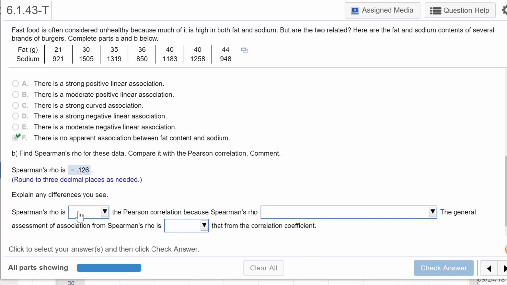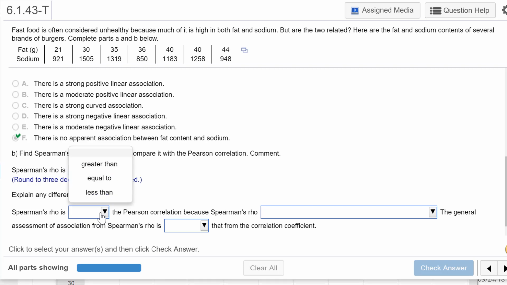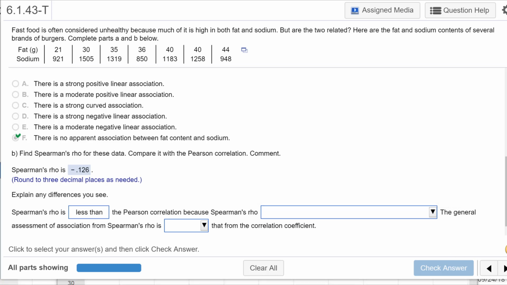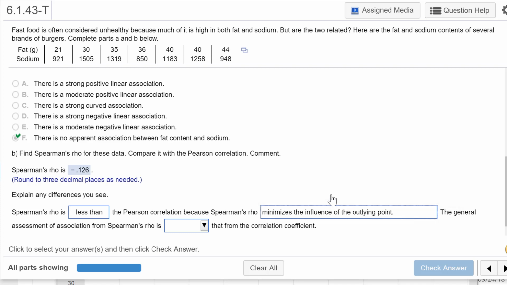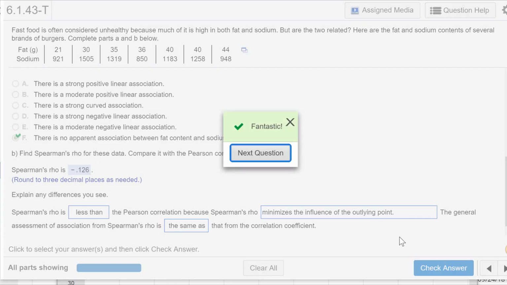Okay, so then we get Spearman rho. We use that when it's sort of distribution free. When we have sort of wonky things that look like that, we have to turn to non-parametric statistics. We're not going to do a whole lot of that in here, but it does come up sometimes. So Spearman rho is definitely less than the Pearson correlation. And it minimizes the influence of outlier points, because it basically ranks them. And the general assessment of association from Spearman rho is the same, that they're both very, very low. So I hope that helps.